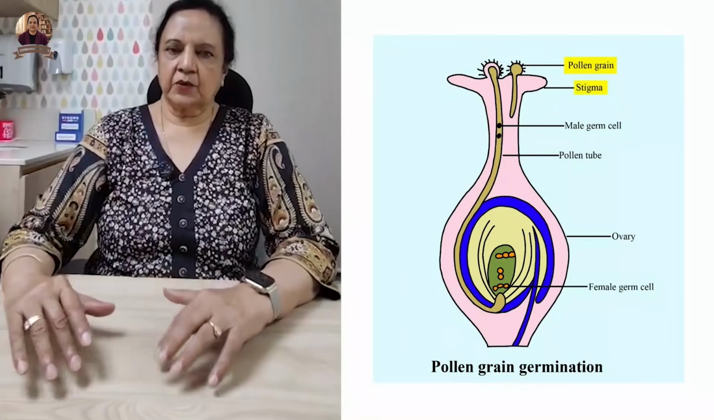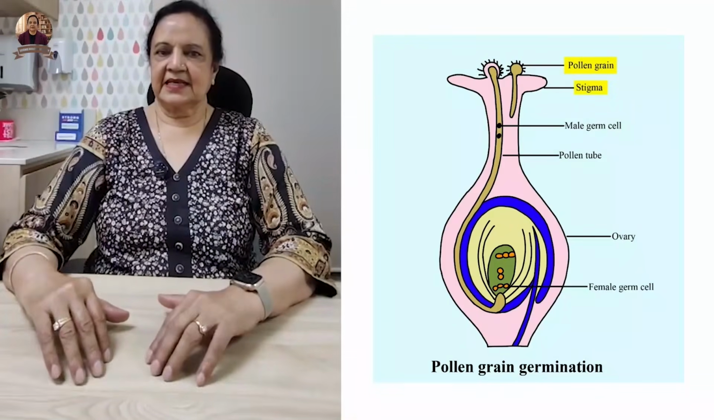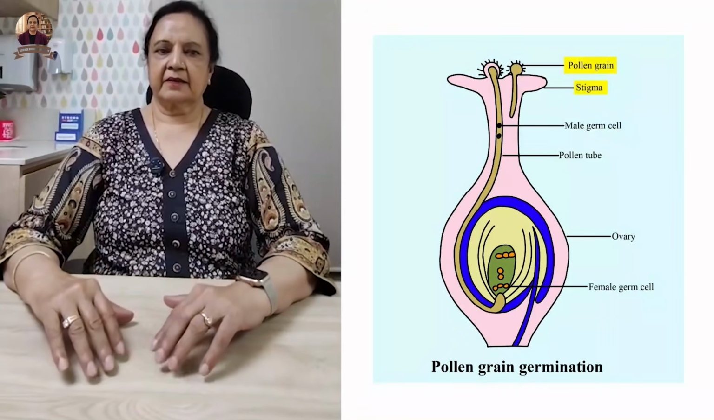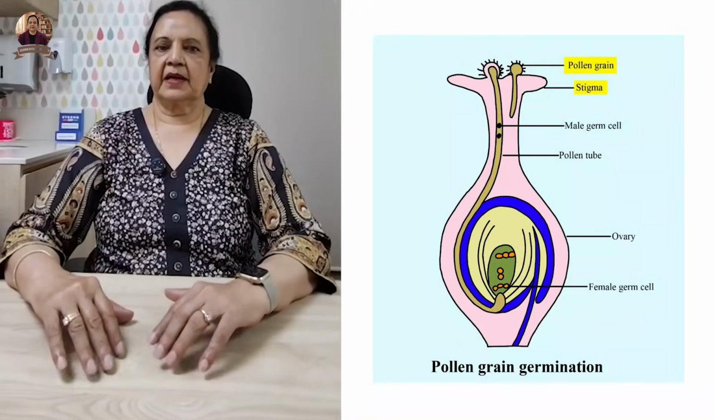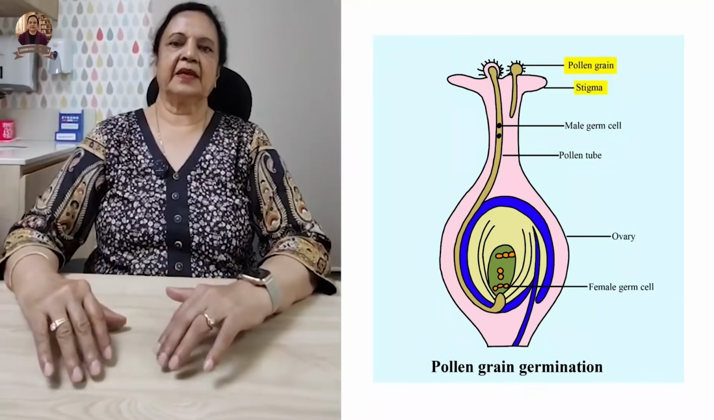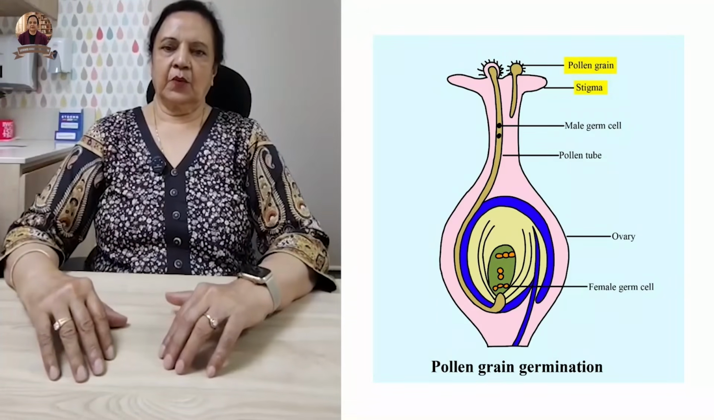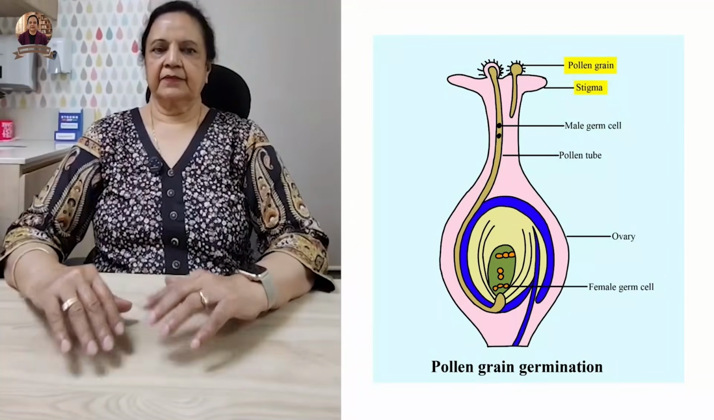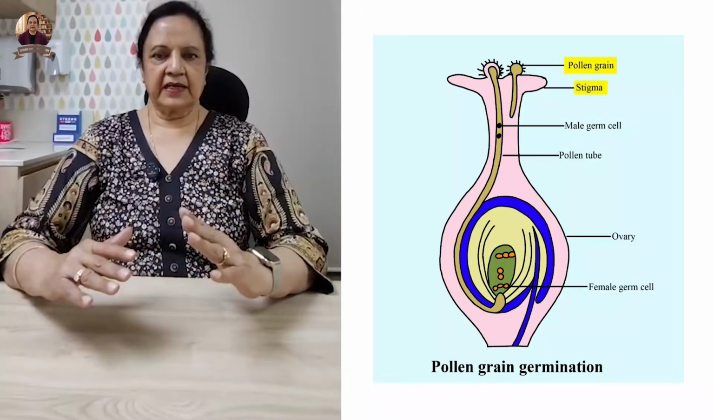The important question from this lesson is: explain the process of double fertilization, describe the journey of the pollen tube and the fate of the two male gametes. Why is this process unique to the flowering plants? Let us understand double fertilization.